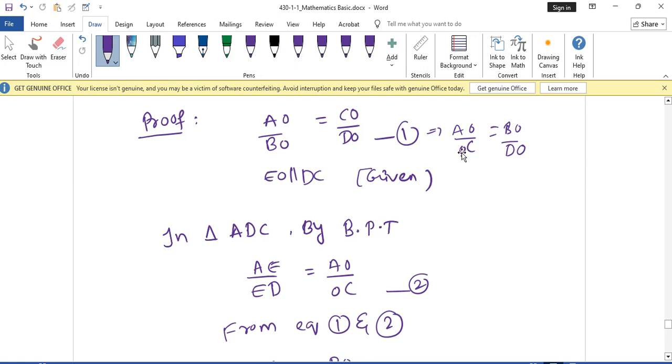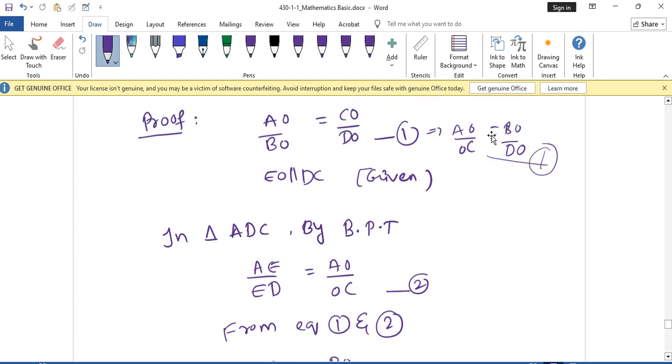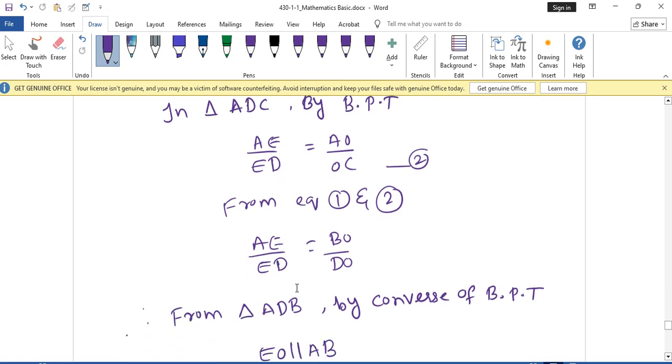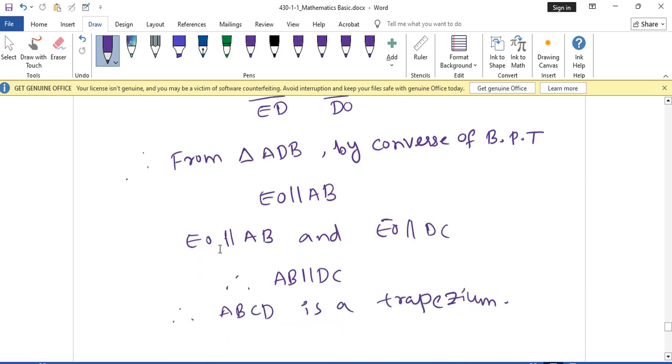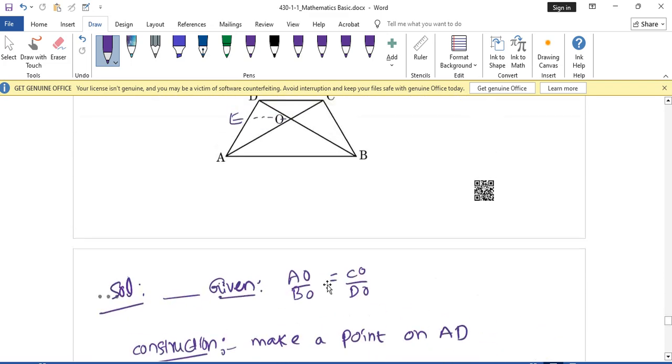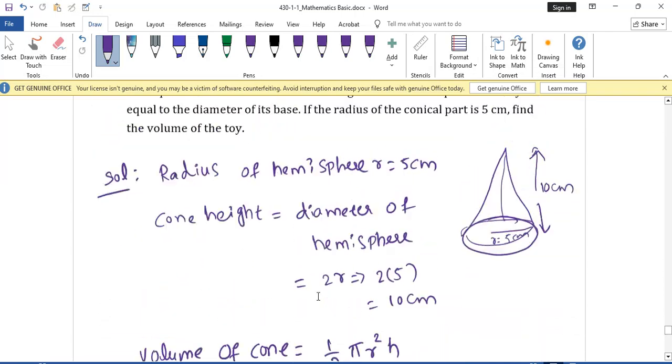Here, from 1 and 2, compare the first and second equation. AE by ED is equal to AO by OC, and in the place of AO by OC we can write BO by DO also. Now this is from triangle ADB. From the converse of BPT we can write EO is parallel to AB. So EO is parallel to AB and EO is parallel to DC. We can say that AB is parallel to DC, that is a trapezium. Hence we proved the solution.